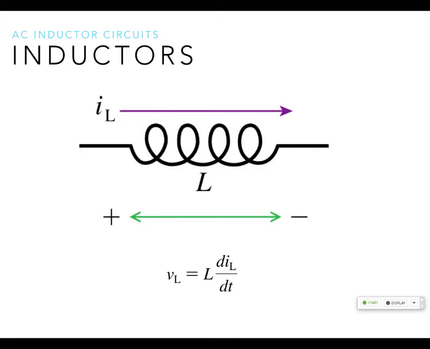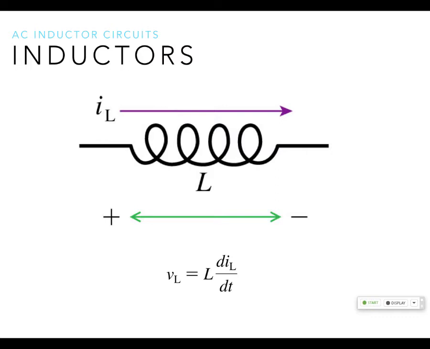So this is an inductor. Here's the voltage across an inductor. And remember, this comes from the definition of inductance. So the voltage across an inductor is L, which is what? Inductance. Yeah, inductance. And this is the derivative of current with respect to time.